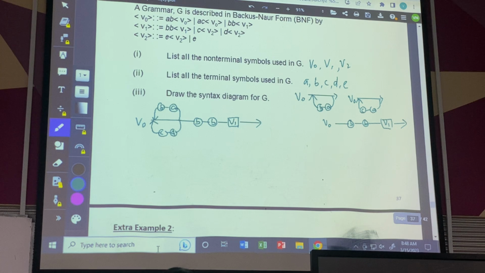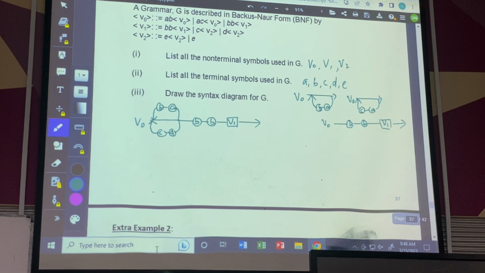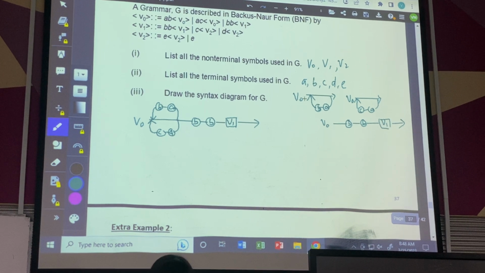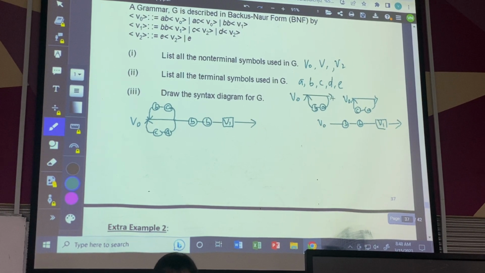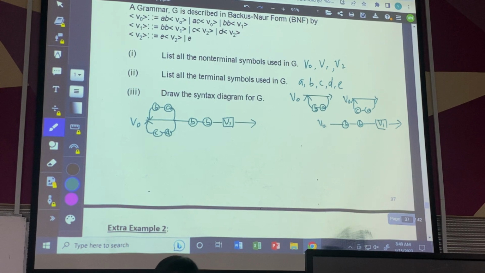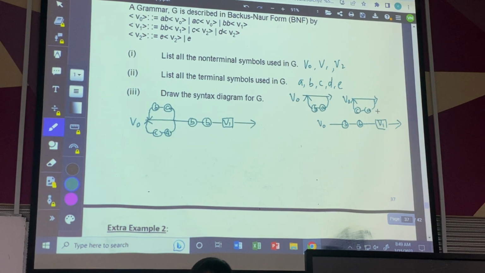This one, you separate the three different diagrams. So the V0, AB go back V0, B0, AC go back B0, or B, B, V1. So three different diagrams for V0 itself. But if you don't want to separate, you can draw combined for V0 like this.